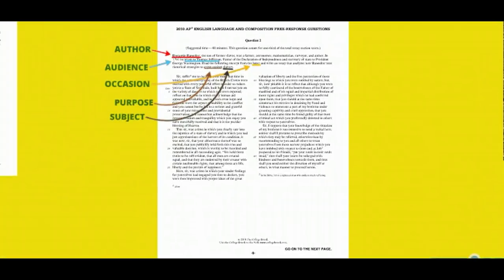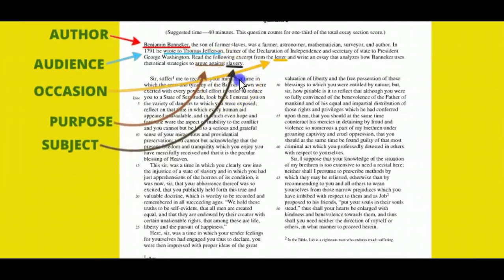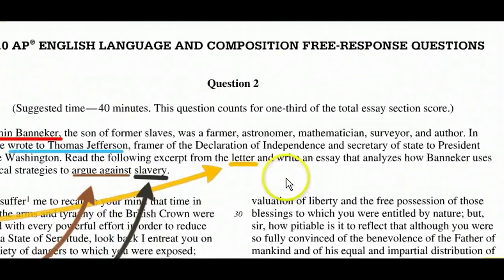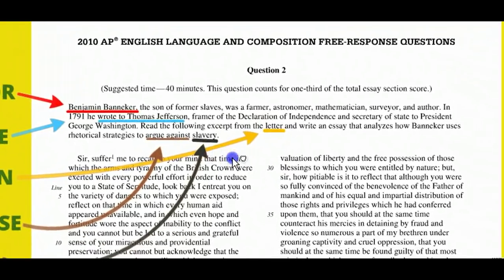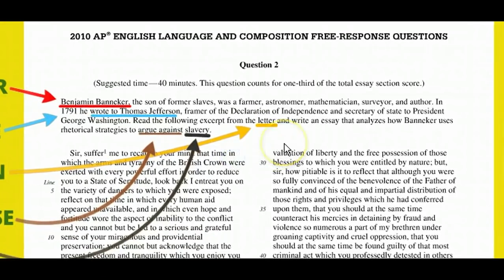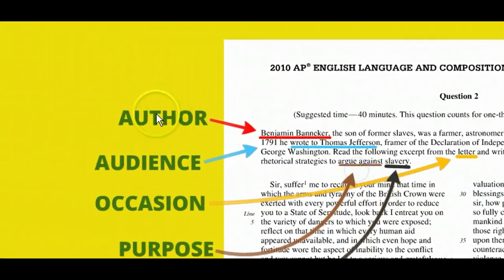So let's see what this looks like. In the prompt we were just looking at, we could break down this introductory information and see all of the parts of SOAP, right? So we can look in here. Benjamin Banneker, the son of former slaves, was a farmer, astronomer, mathematician, surveyor, and author. In 1791, he wrote to Thomas Jefferson, framer of the Declaration of Independence and Secretary of State to President George Washington. Read the following excerpt from the letter and write an essay that analyzes how Banneker uses rhetorical strategies to argue against slavery.